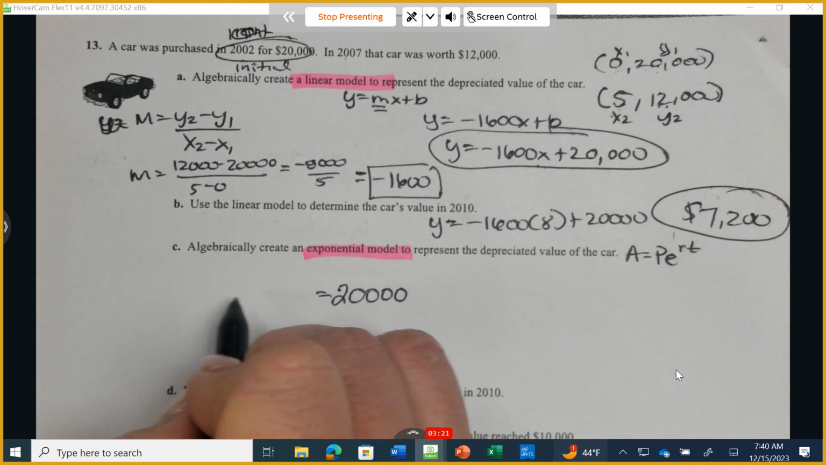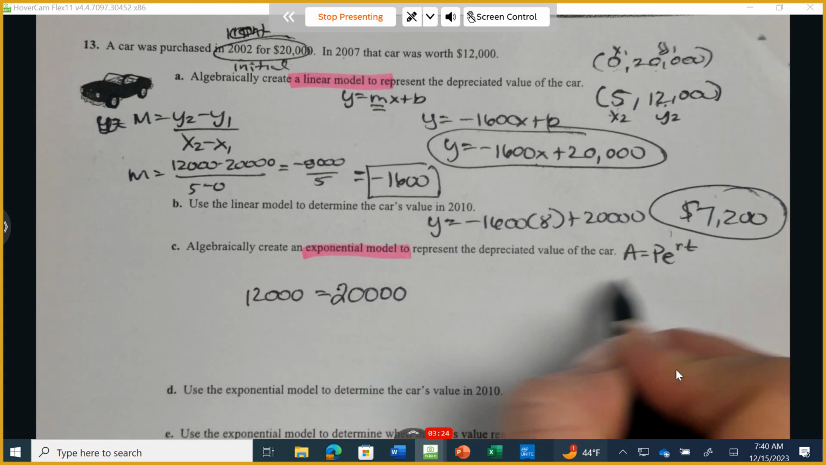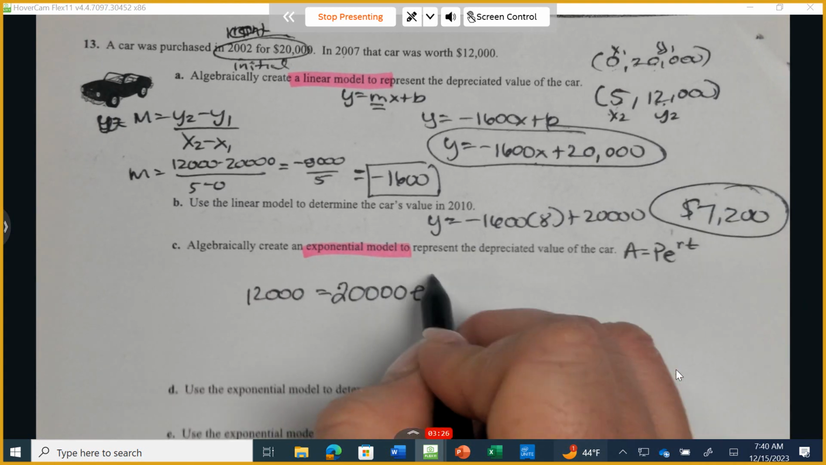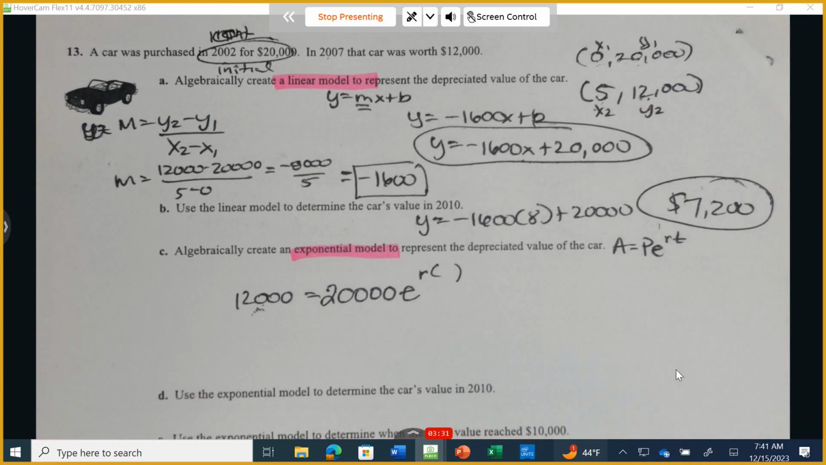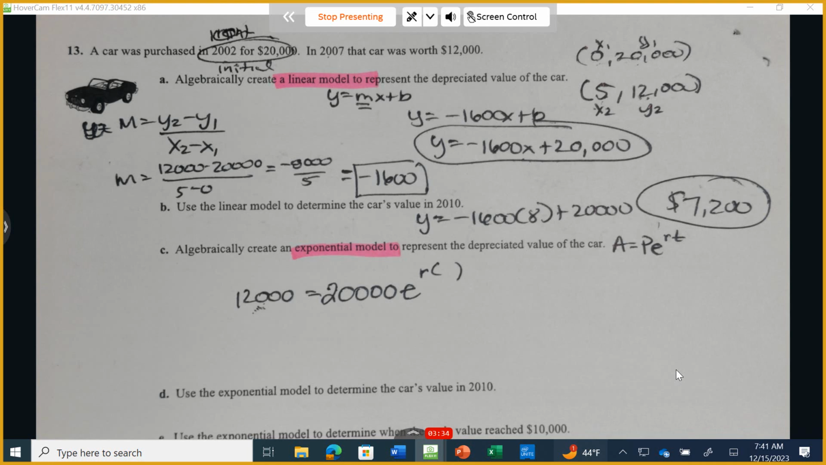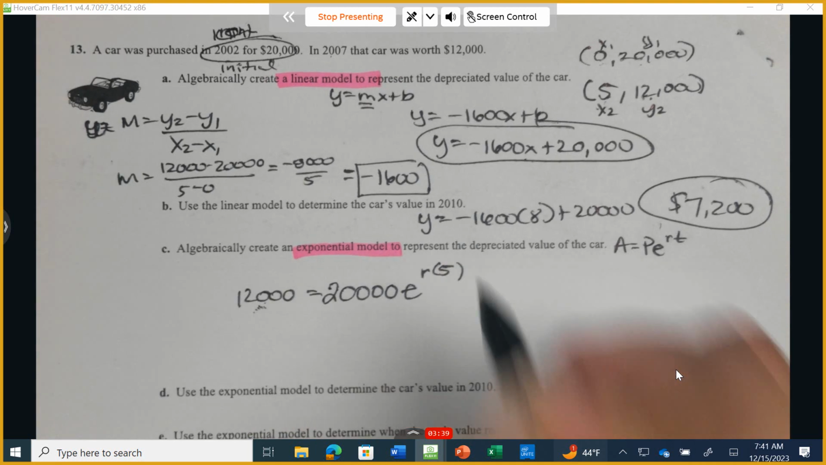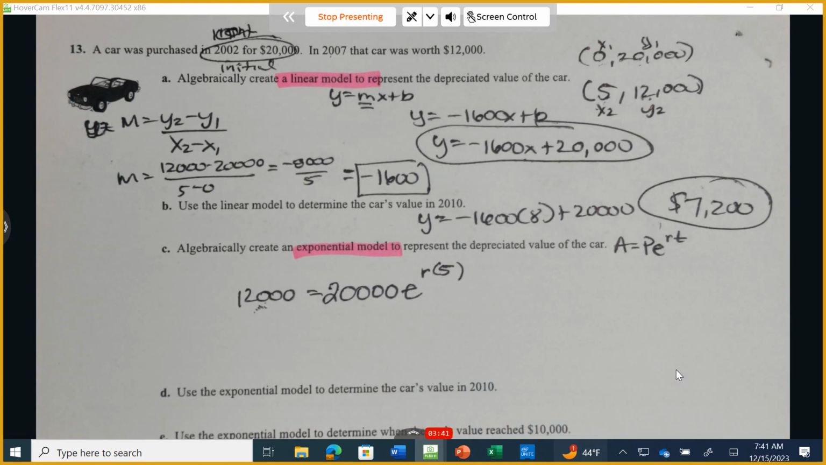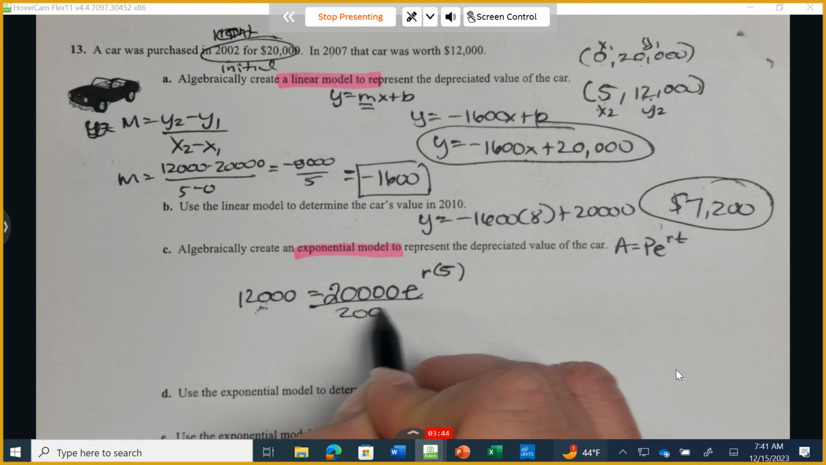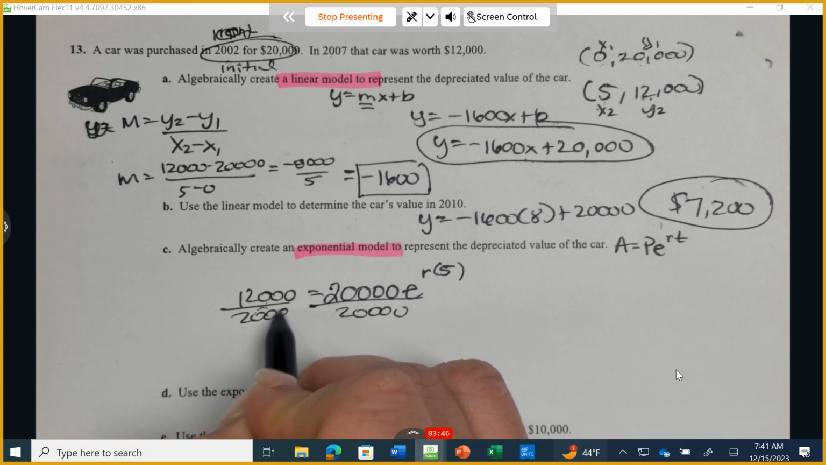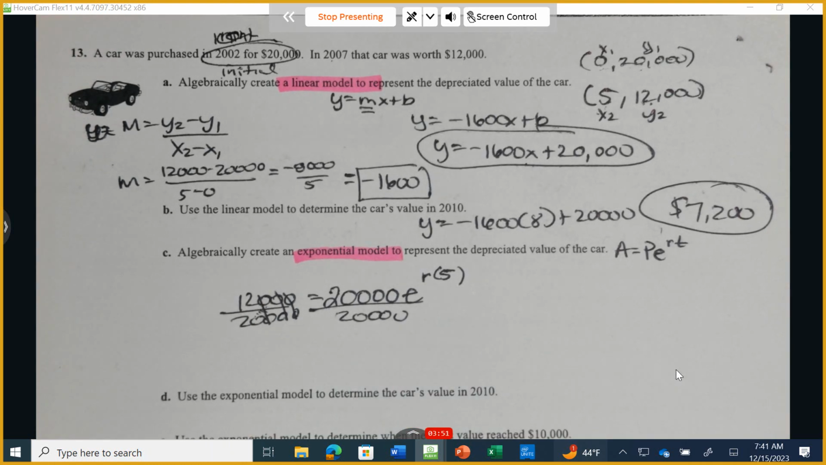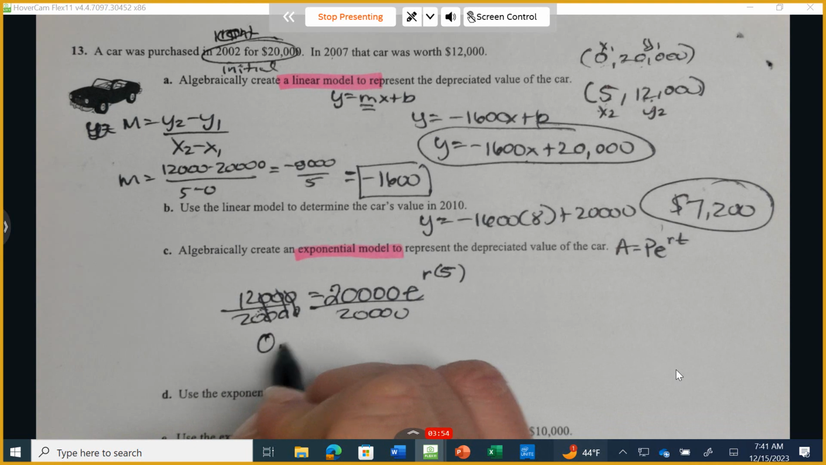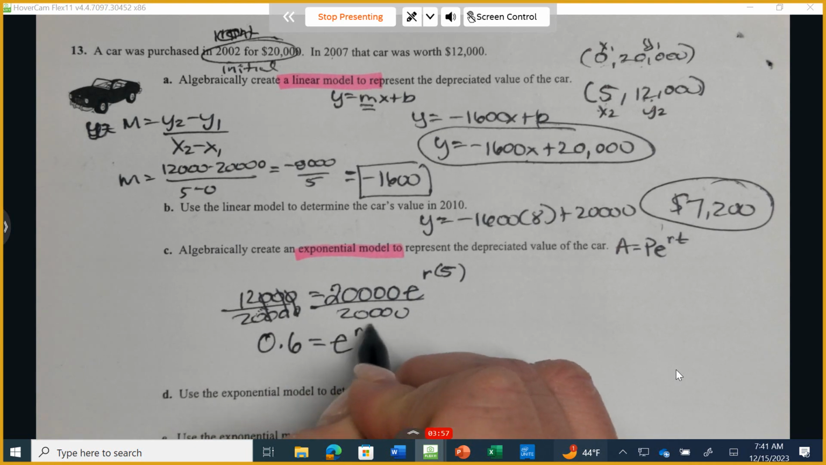So the end amount is 12,000, and I have e raised to the rate times time. I want to know what the rate is, but I know the time that corresponds to 12,000. How many years since we began? 5. If I'm trying to solve for r, I'm going to start by dividing by 20,000. So I'm taking 12 divided by 20, a nice terminating decimal, 0.6 equals e raised to the rt.